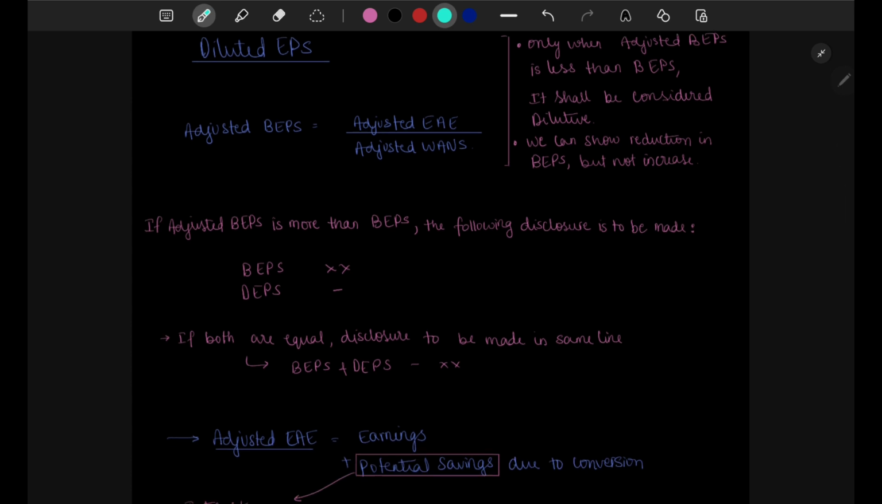That is basically diluted EPS. Basically you're giving consideration to any potential equity shares, meaning any security that can convert itself into equity shares, and you will also consider the potential savings. For example, if preference shares or debentures get converted, you no longer have to pay the dividend or interest, right? Dividend in case of preference shares and interest in case of debentures. So you will no longer be required to pay this. Those are the potential savings. Those potential savings you will add to the earnings, and the potential conversions you will add to the weighted average number of shares, okay.